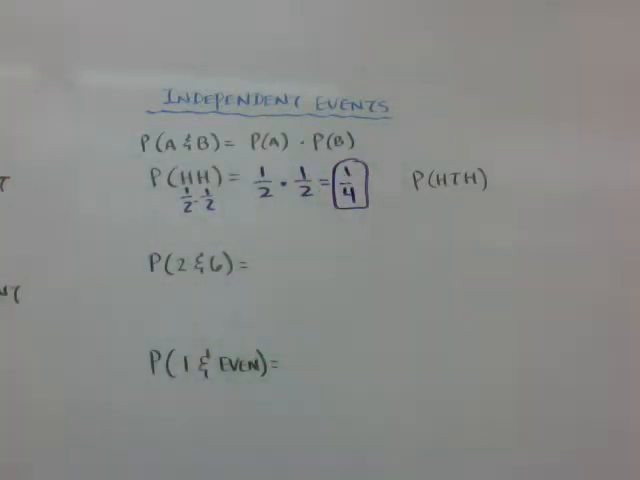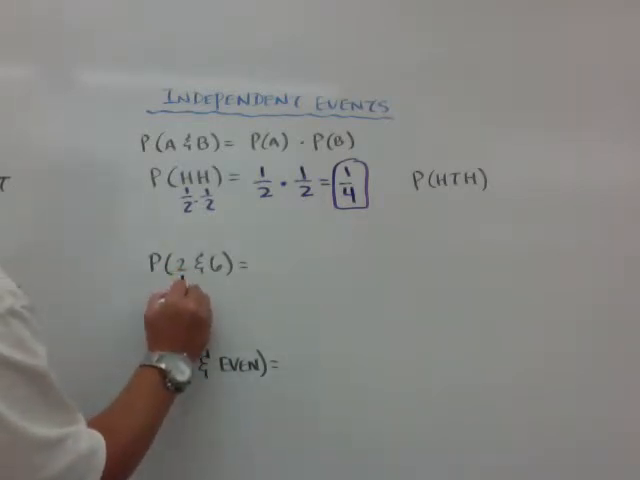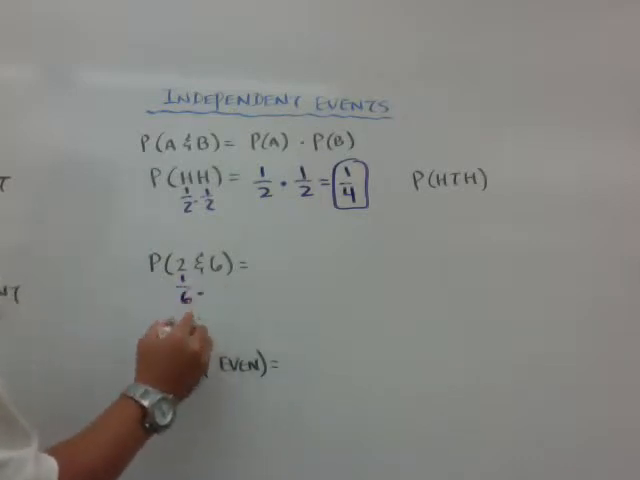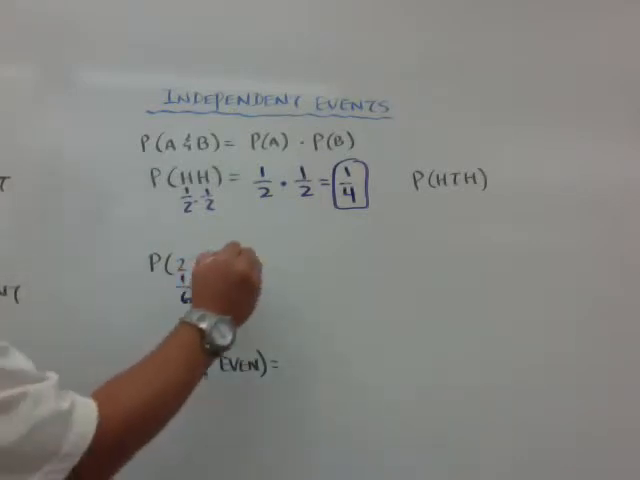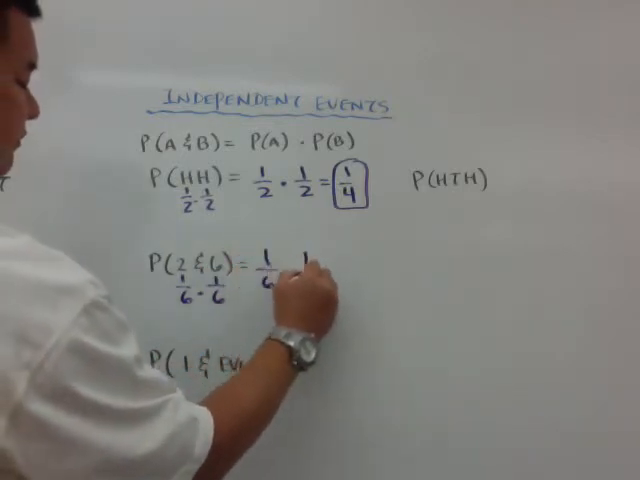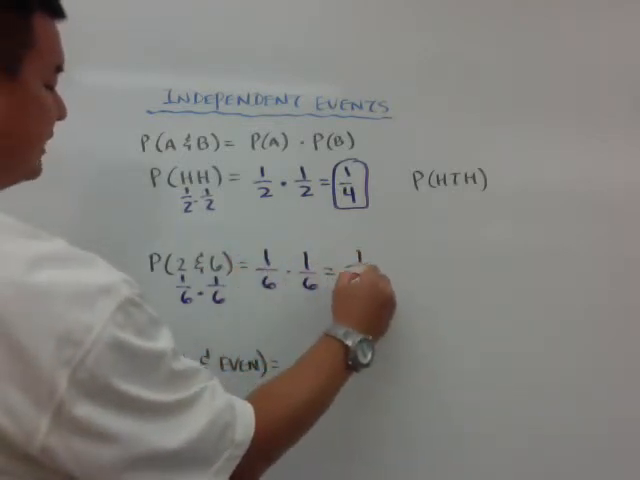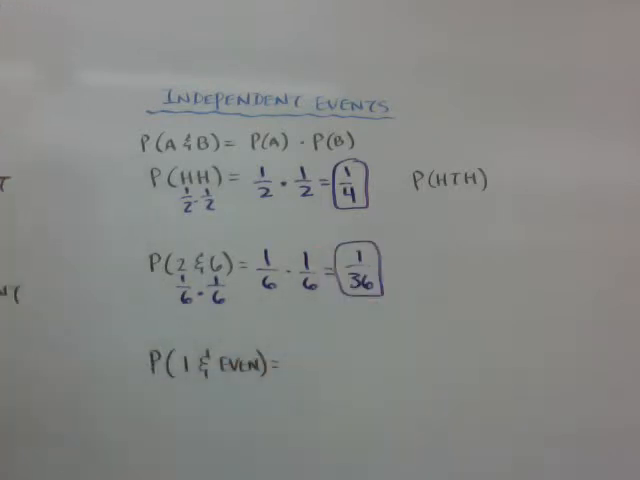If you rolled a 6-sided dice, the probability of getting a 2 and a 6: this would be 1 out of 6 times the probability of getting a 6, which would be 1 out of 6. So it's just 1/6 times 1/6, which is equal to 1 out of 36. So the probability of rolling a 2 and then a 6 is 1 out of 36.